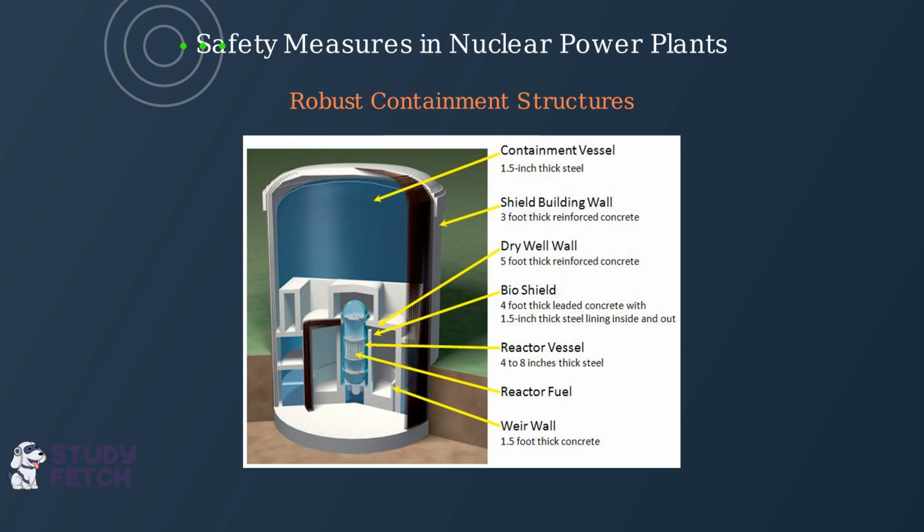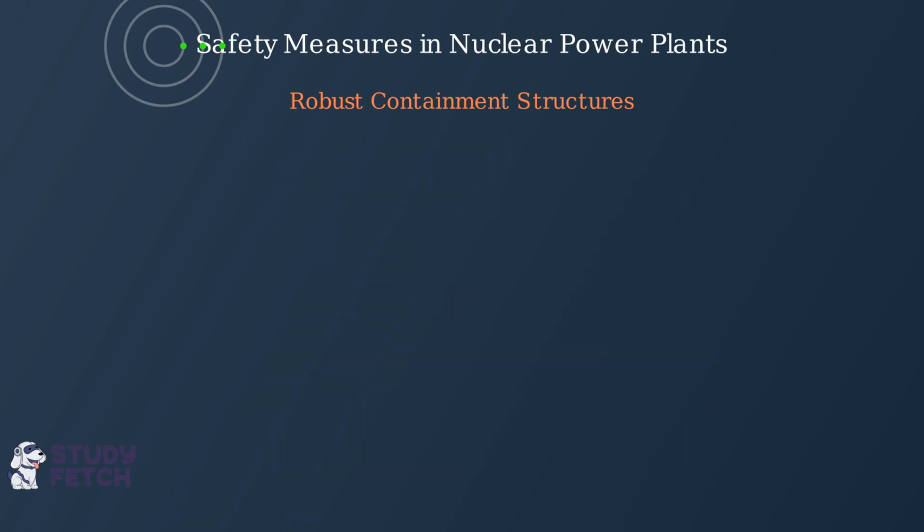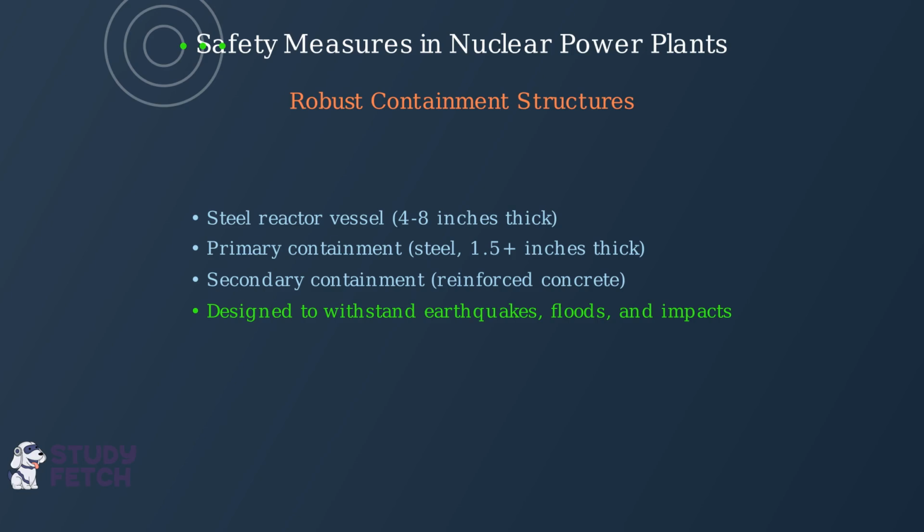The reactor core is housed within multiple protective layers. These include the steel reactor vessel, a primary steel containment structure, and a reinforced concrete secondary containment. These barriers are designed to withstand extreme events, including earthquakes, floods, and even aircraft impacts.